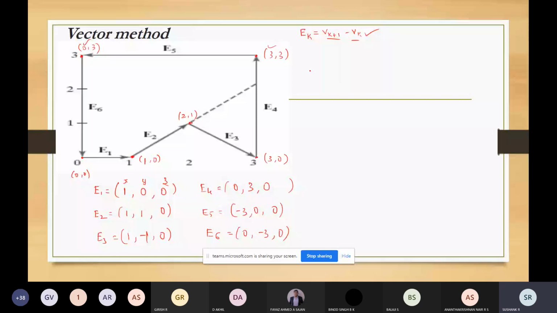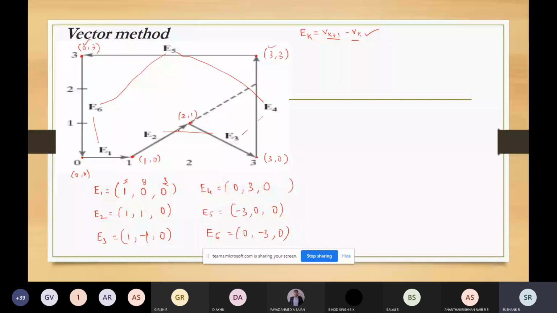Now after this, we need to find the cross product of successive edges: E1 into E2, E2 into E3, E3 into E4, E4 into E5, E5 into E6, E6 into E1. So successive edges, we have to find the cross product.